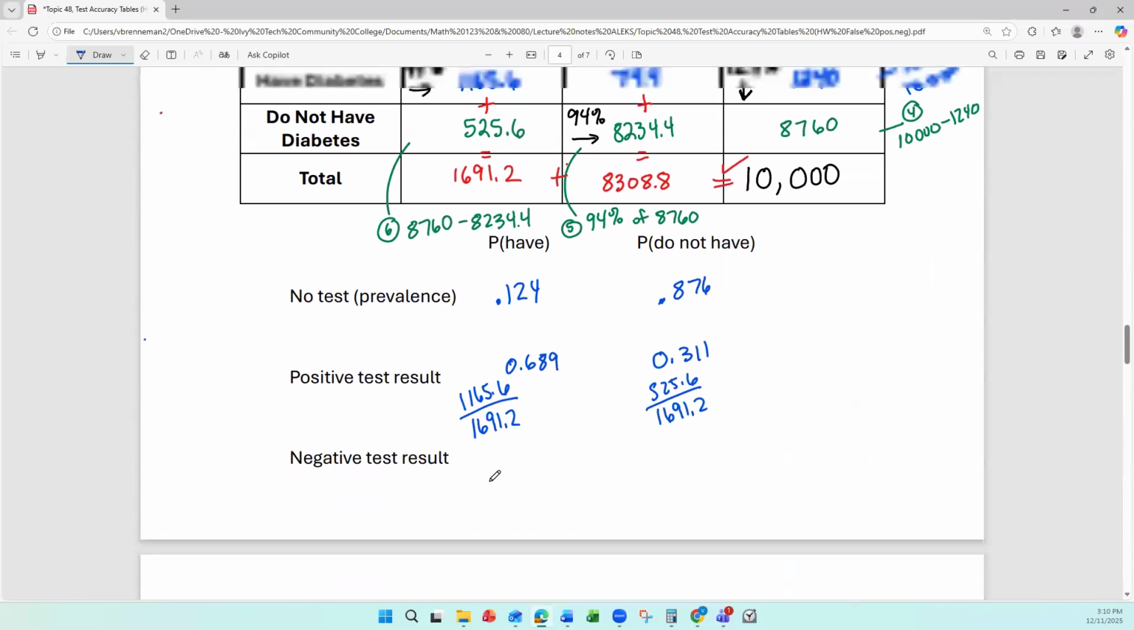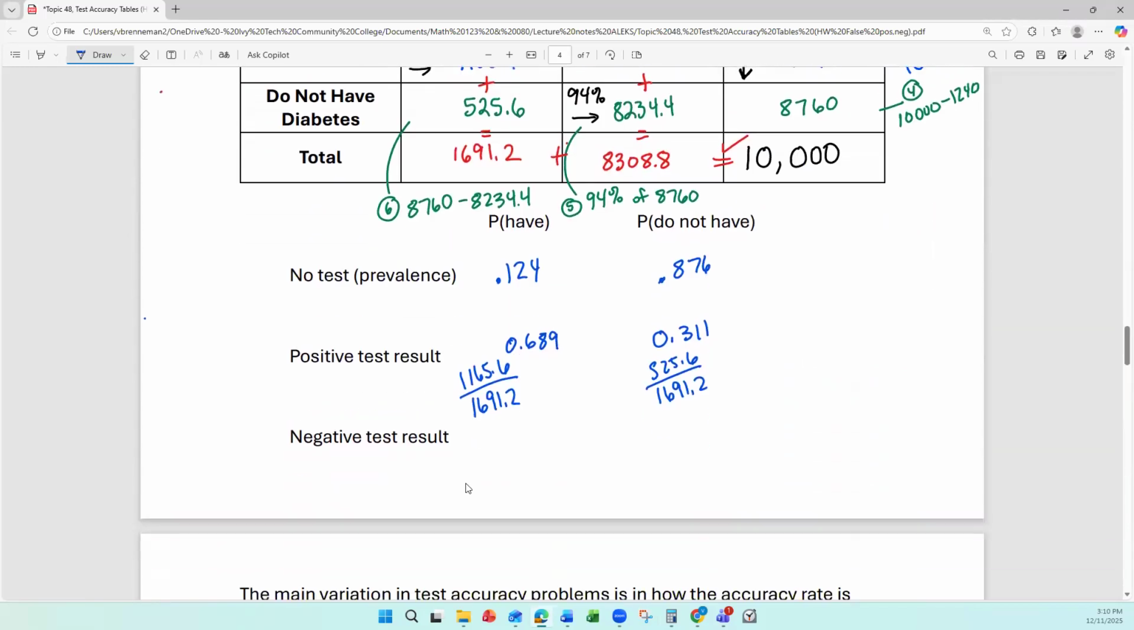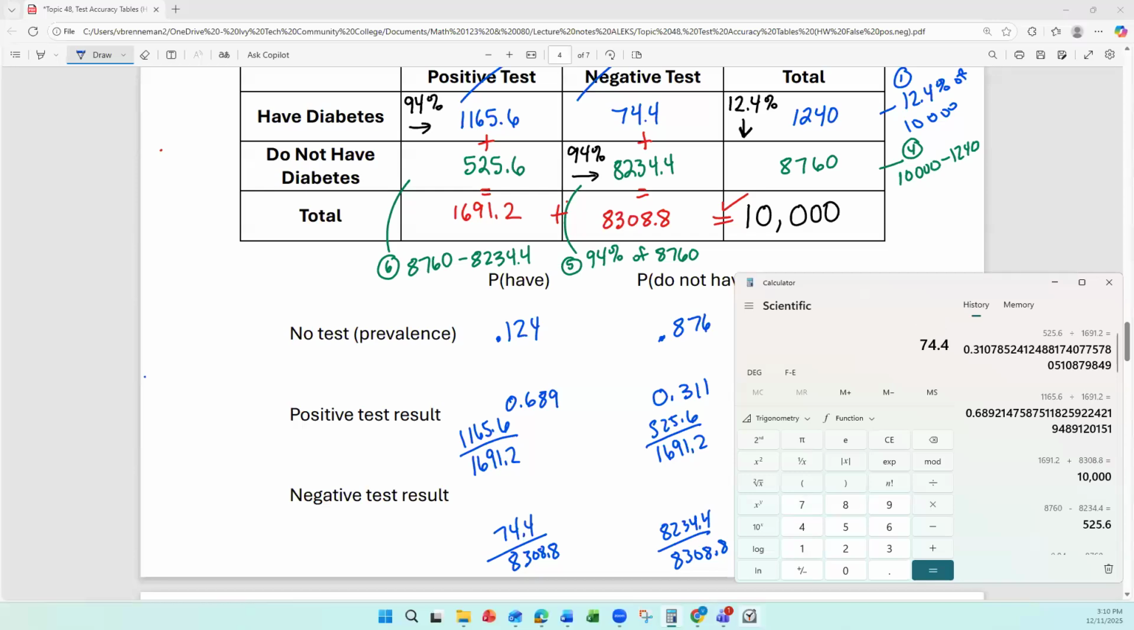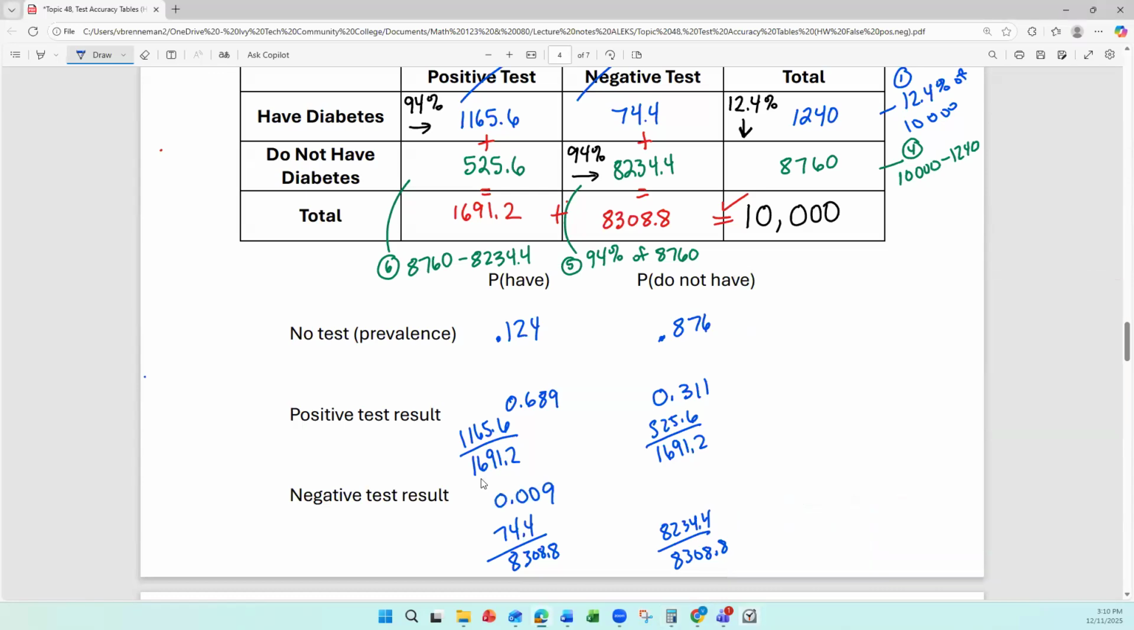And then for those that get negative test results, out of those 8,308.8 people standing there with negative test results, 74.4 actually have it. The other 8,234.4 don't. The probability of having it is 0.009.